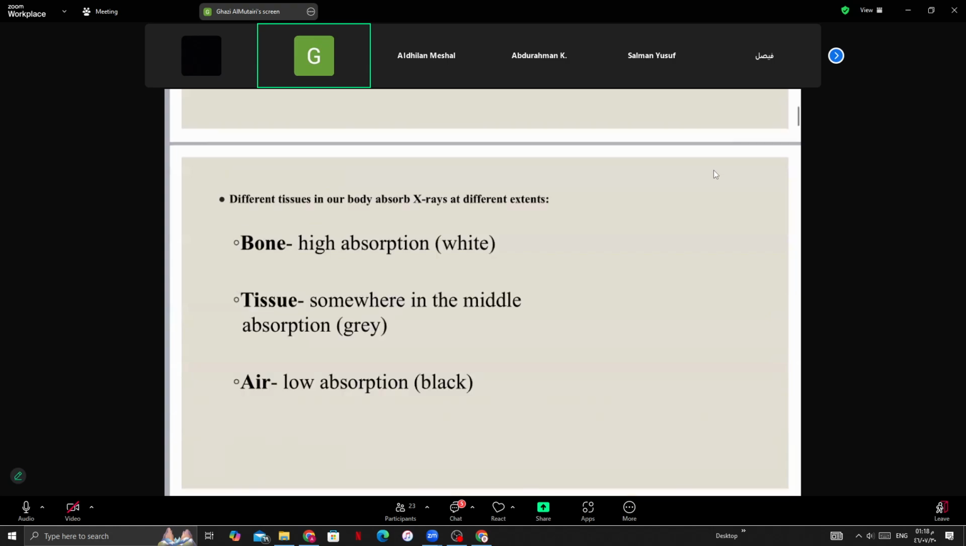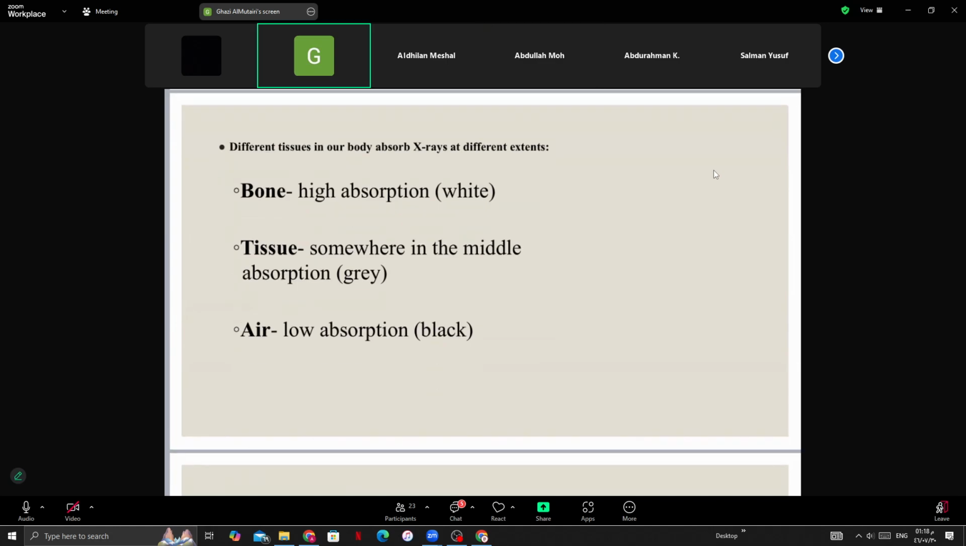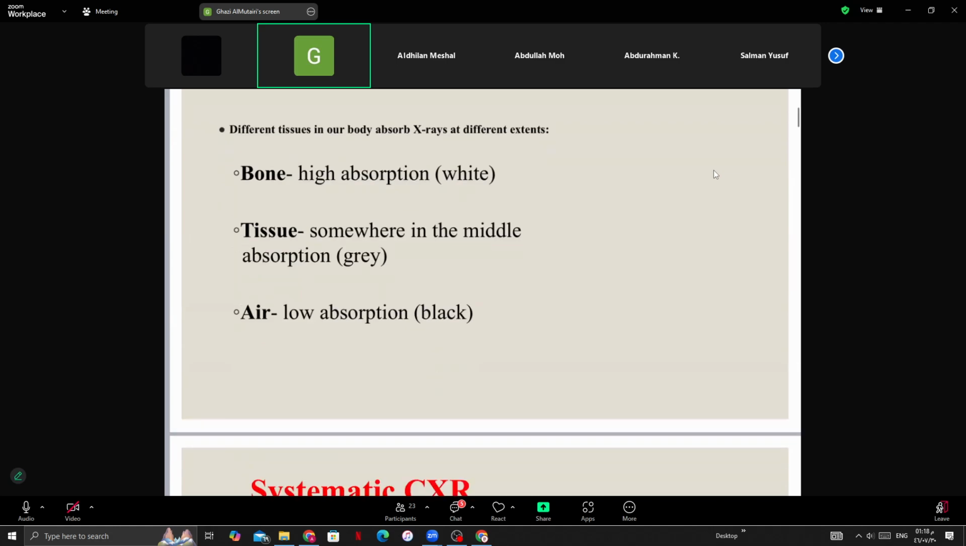So a general rule when you are reading the chest X-ray, bone will appear white or black in chest X-ray? White. What about the air? Excellent. And in between, it will appear gray.